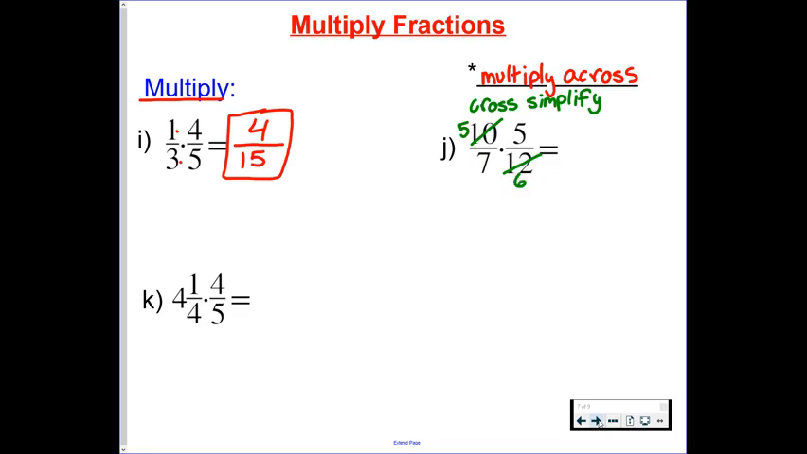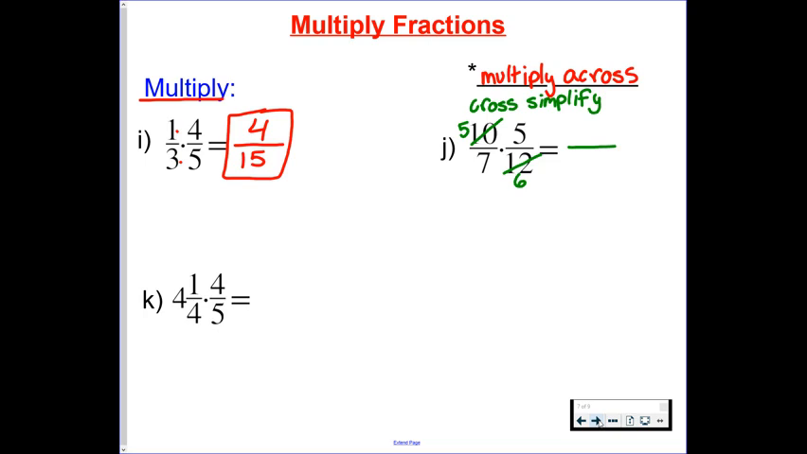Okay? Now that made my number smaller, so this might be a little bit easier to work with. Let's see if 5 and 7. Well, 5 and 7 are both prime numbers, so they cannot be divided by anything but 1 and themselves, so I cannot cross-simplify 5 and 7.